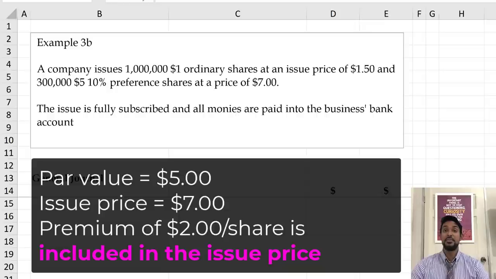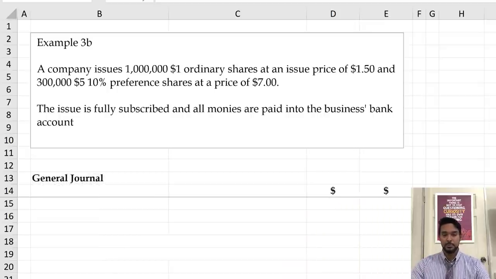In this case, the premium is the difference between the $7, the issue price, and the par value, $5. So 7 minus 5 will give us $2. So this is the exact same question from just now, so I'm just going to speed through the solution. But what I wanted to show you is an alternative way that they could have worded the question. So you need to be aware of the wording and par value and premium and these things and look out for it.